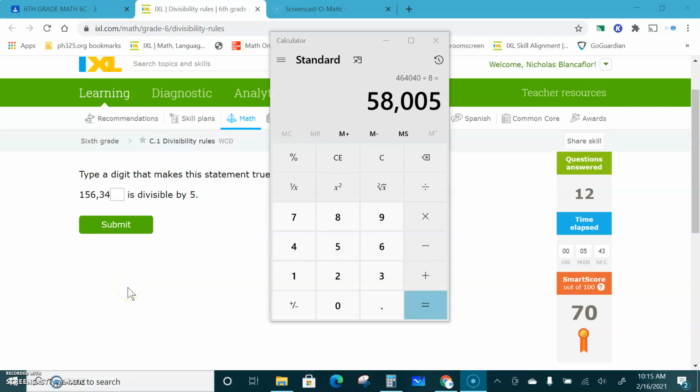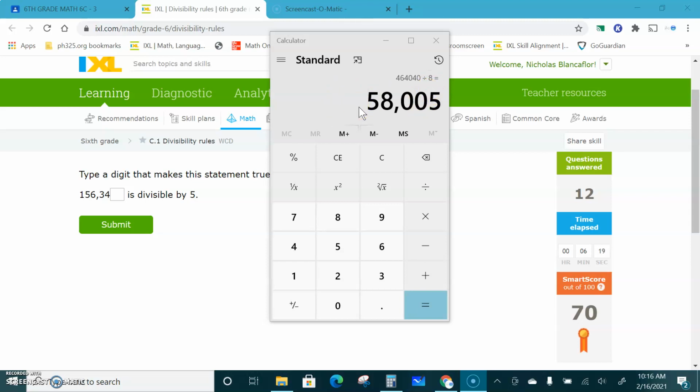All right, sixth grade. Today with IXL, we're going to be using our calculators and we're going to be looking for certain numbers that make a division equation true. And what we mean by true is we don't end up with a remainder. As you can see here, one of your questions was 46404 divided by 8. So I put that in my calculator and I got back a whole number. I didn't have a decimal. So you would click yes, that number is divisible by 8.